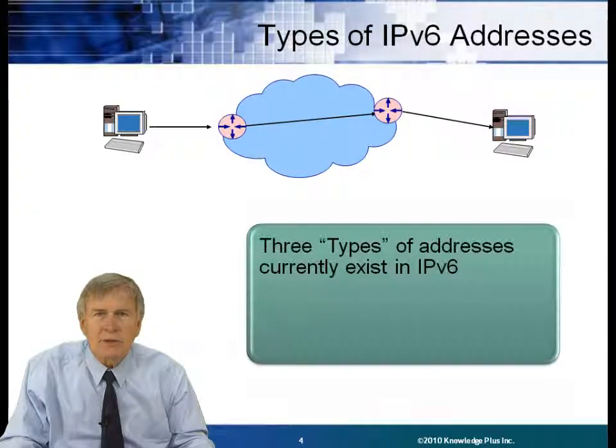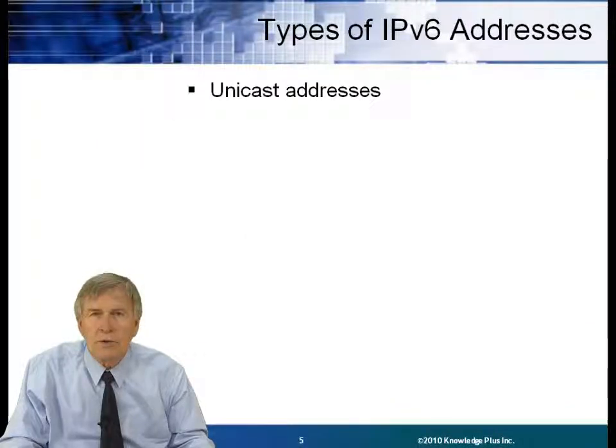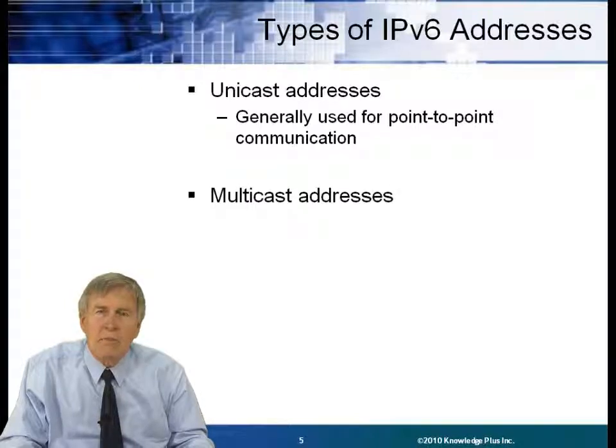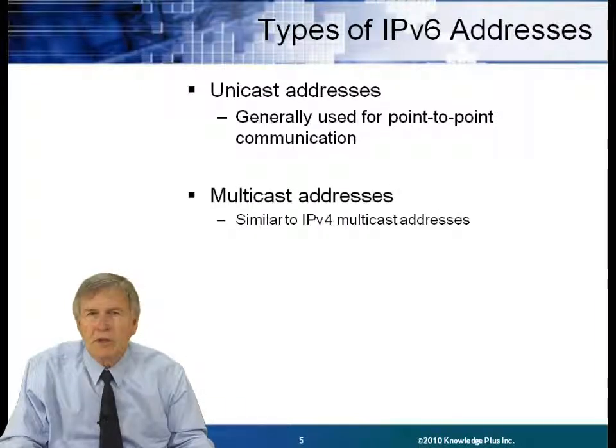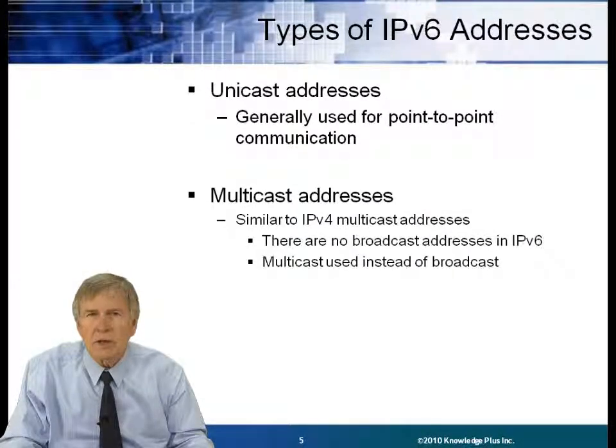In IPv6, three types of addresses exist. They are unicast addresses. Generally, this is an address we'd see for typical communications, that is, point-to-point communications. Multicast addresses are similar to IPv4 multicast. However, the standards committees have eliminated the existence of broadcast addresses in IPv6. So multicast processes will be used instead of a broadcast.